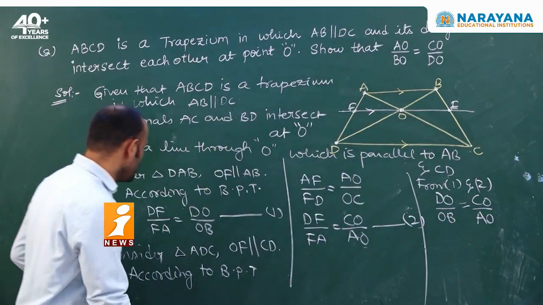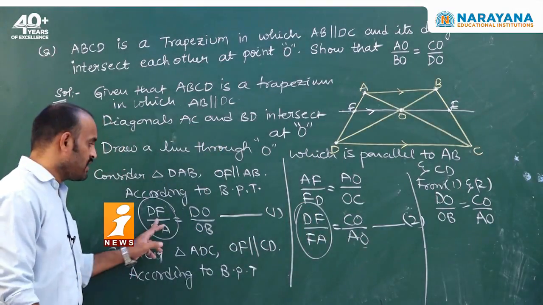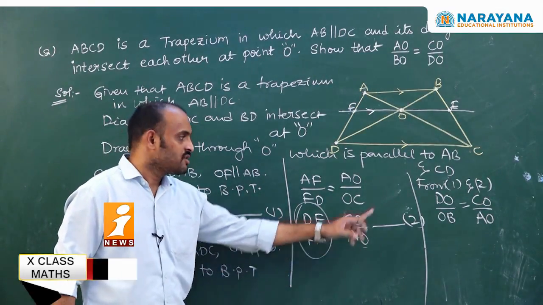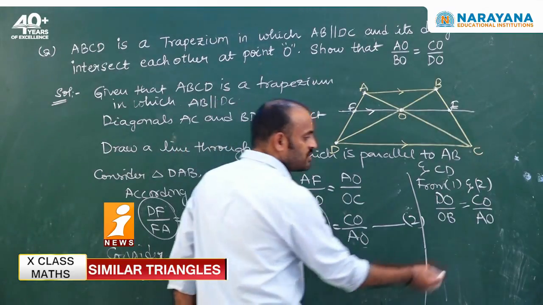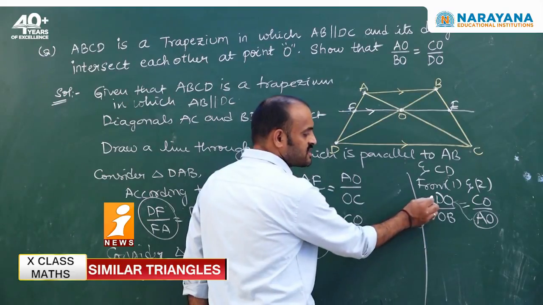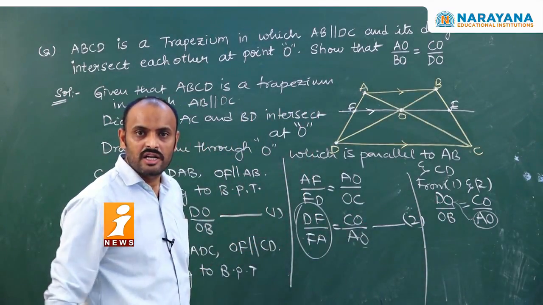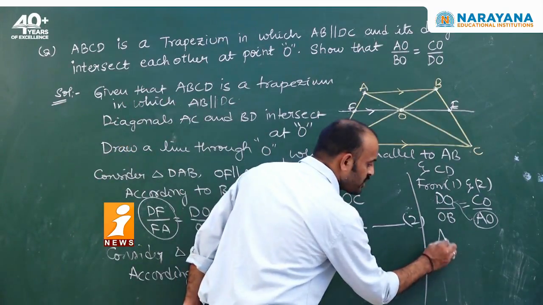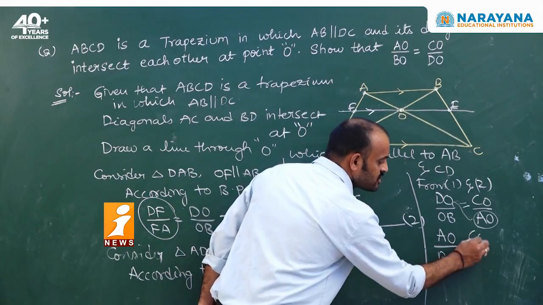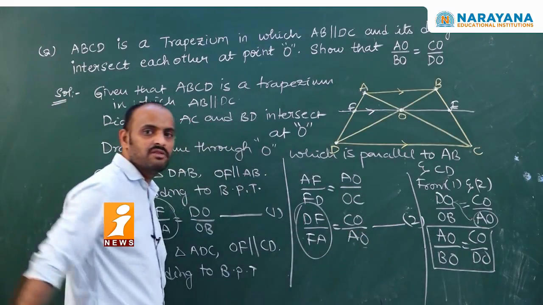Yes or no? Check it. Left hand side DF by FA, left hand side DF by FA. When two left hand sides are equal, their right hand sides must be equal. So we have equated. Now AO is in denominator, get it here, it will become numerator. DO is in numerator, transpose to right hand side, it will go to denominator. Therefore AO by BO is equals to CO by DO. So whatever they asked to prove, that we have proved.